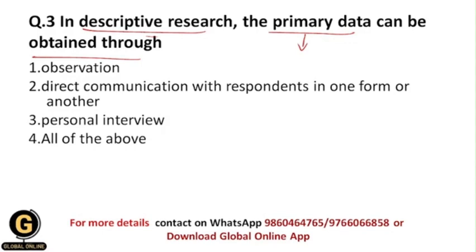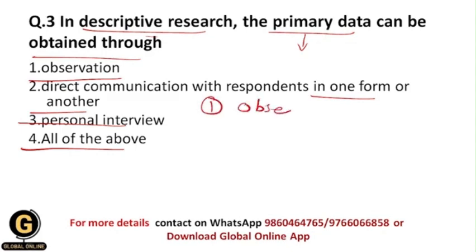Okay, so we have the different options: observation, direct communication with respondents in one form or another, personal interview, all of the above. So basically students, there are lots of data collection methods in descriptive research through which we can collect the primary data. The first data collection method is observation. We use observation as a data collection method so that we can obtain the quantitative data.